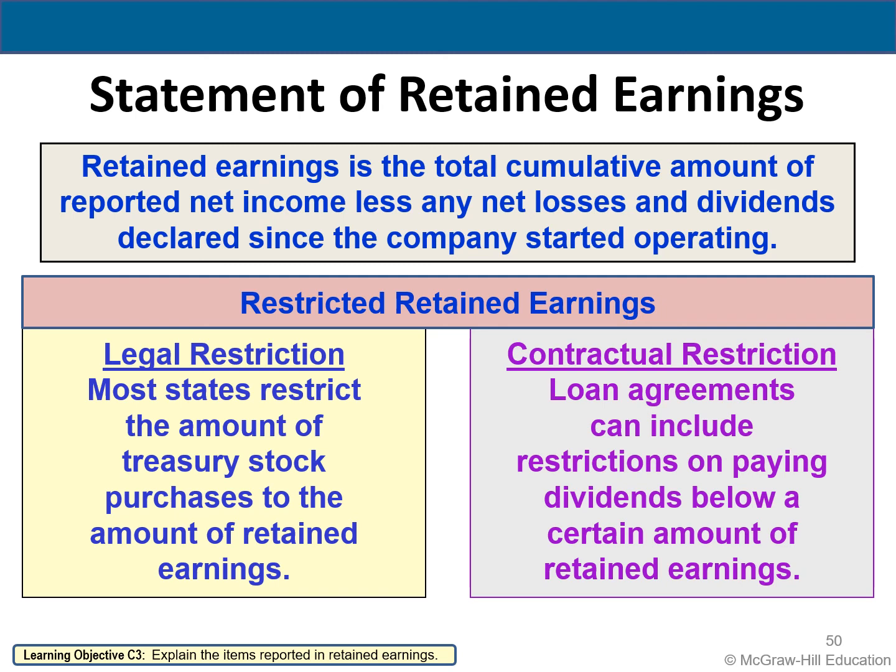So there's this idea of restricted retained earnings. There's a legal restriction and a contractual restriction. Most states will restrict the amount of treasury stock purchases that are allowed to be taken from the amount of retained earnings. And the contractual restriction is that a lot of loan agreements can restrict paying dividends below a certain amount of retained earnings.